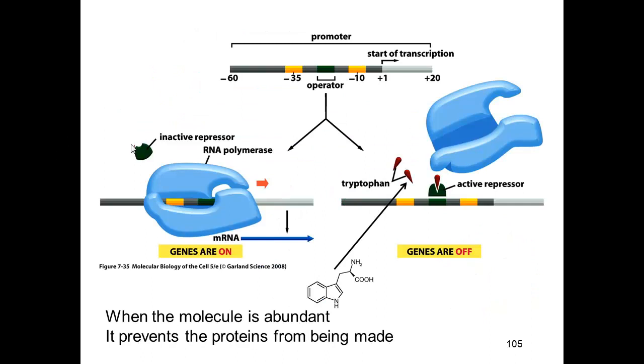And this is the example. If there's not a lot of tryptophan around, the TRP repressor is inactive, RNA polymerase sits down on the DNA and transcribes a piece of messenger RNA, which is going to direct the synthesis of those five enzymes. If there is abundant tryptophan around, on average, it will be more likely to bind the repressor. The repressor will undergo a conformational change. It will bind to the DNA and not allow the RNA polymerase to sit down. You're not going to be making the RNAs. You're not going to be making the proteins because you have enough tryptophan already.